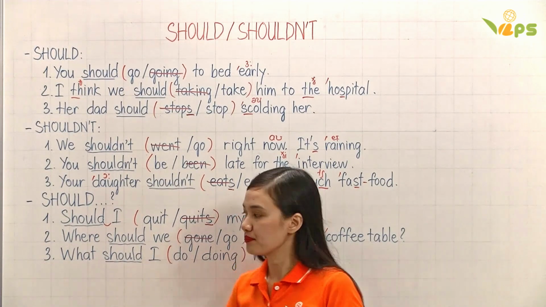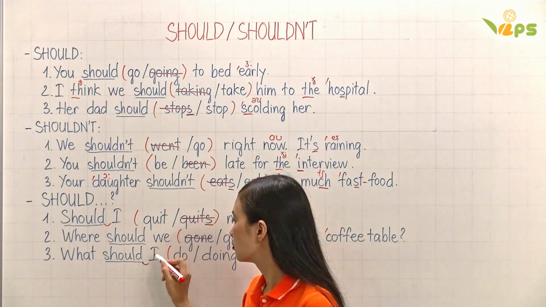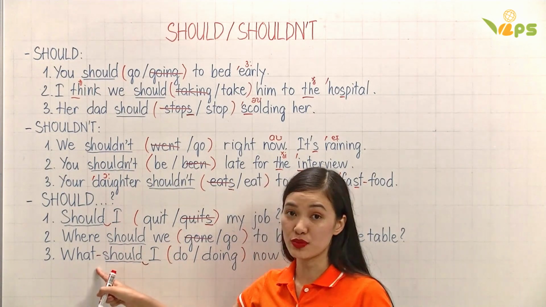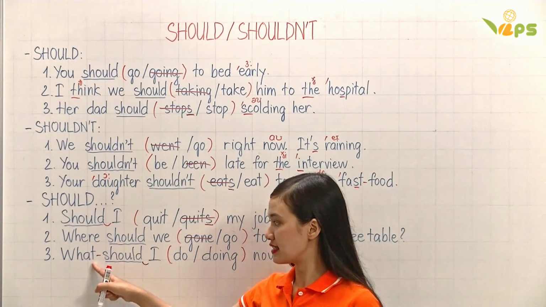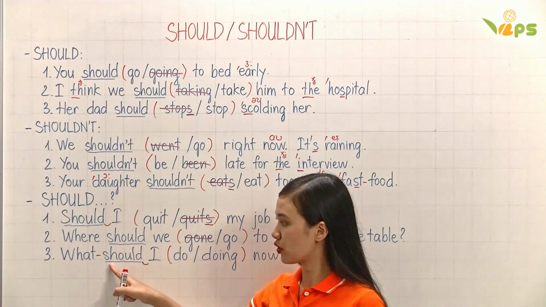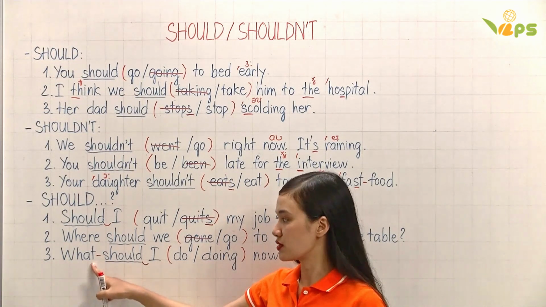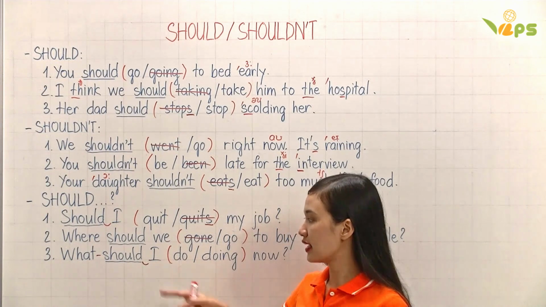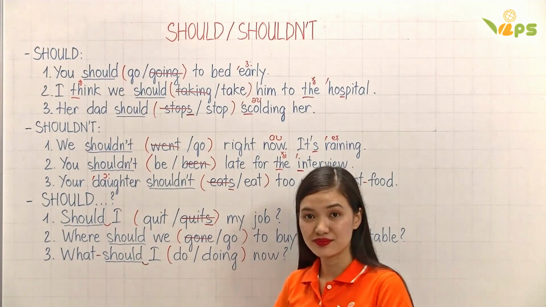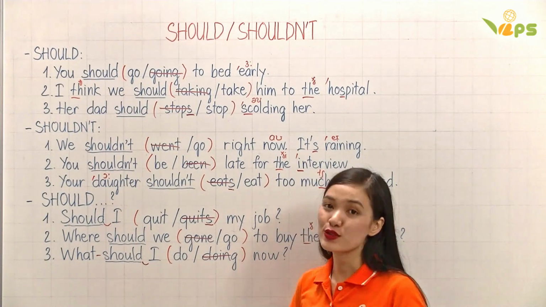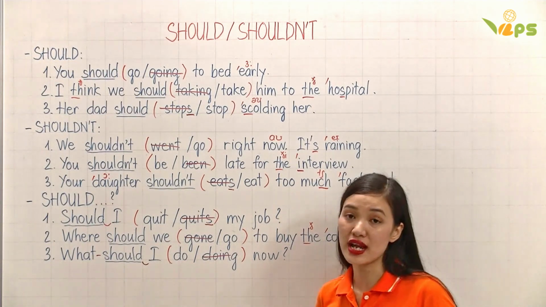Number three, what should I? What, you don't have to pronounce the T. Remember, the first word ends with T or D and the second word begins with a consonant, so you don't have to pronounce the T or D here. What should, what should I? Link them together. What should I do or doing? That is do, right? What should I do now?